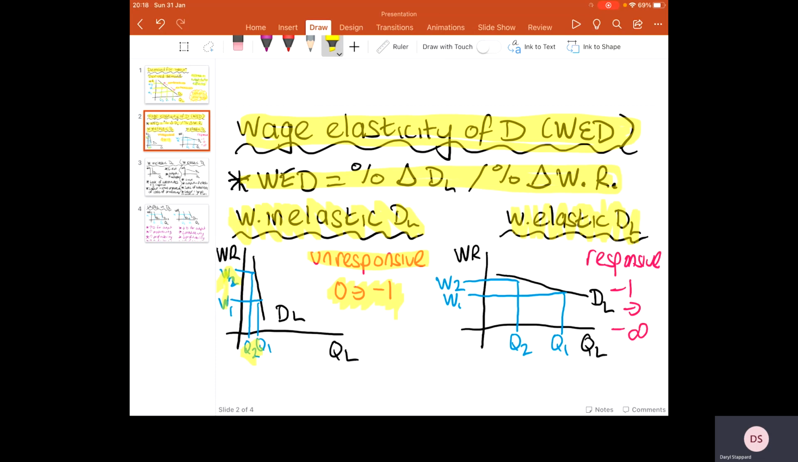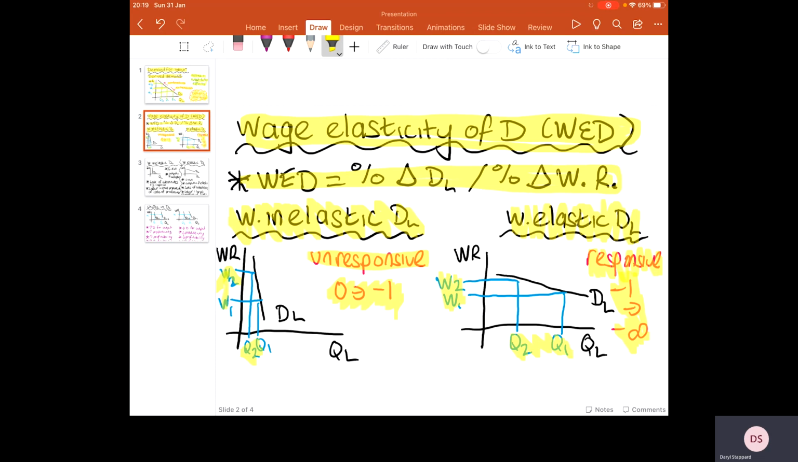So what that would mean here is that the percentage increase in wage rates would exceed the percentage change in the demand for labour. Now, on the right-hand side, we've got a wage elastic demand for labour curve. We would say here that the demand for labour is responsive to a change in wage rates. So a bit like the PED formula, anything between -1 and -infinity would show a wage elastic demand for labour curve. And again, look at this. As wage rates grow from W1 to W2, the percentage fall in demand is now very significant.